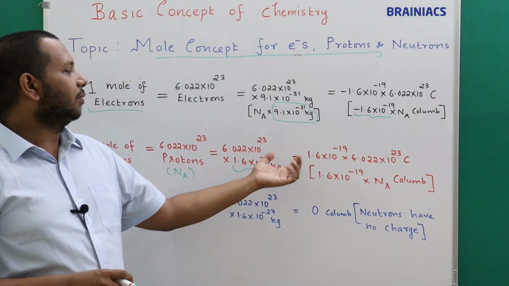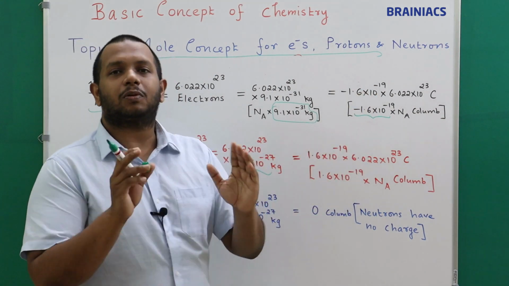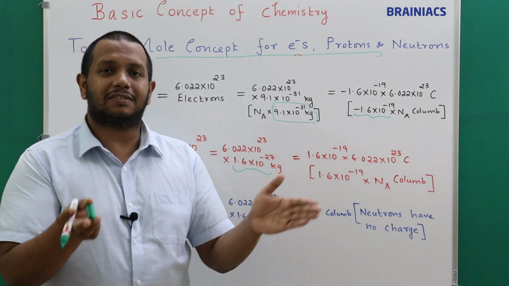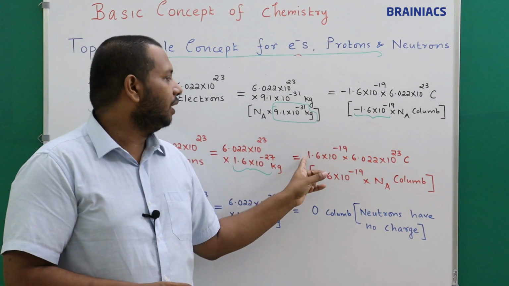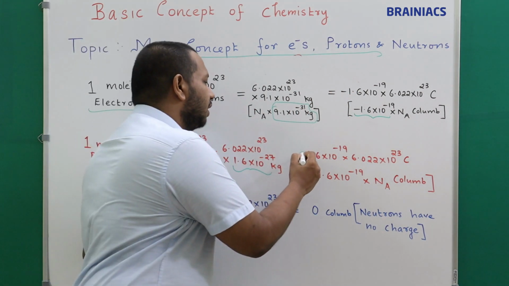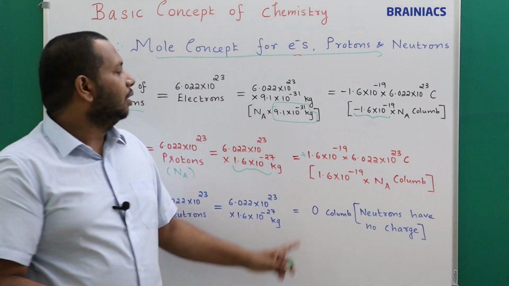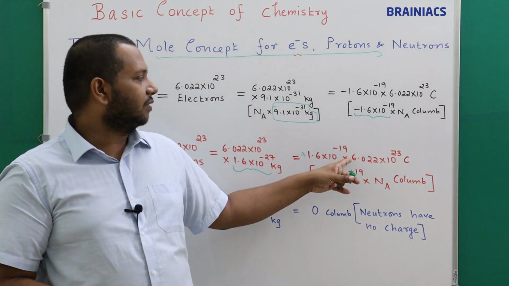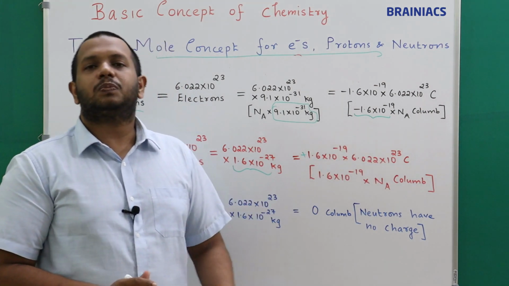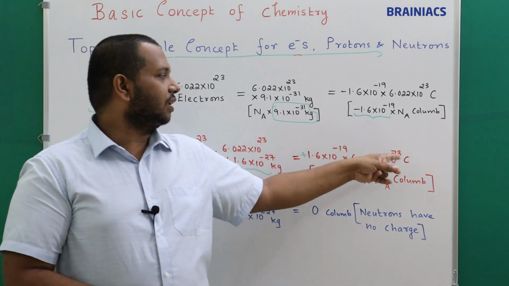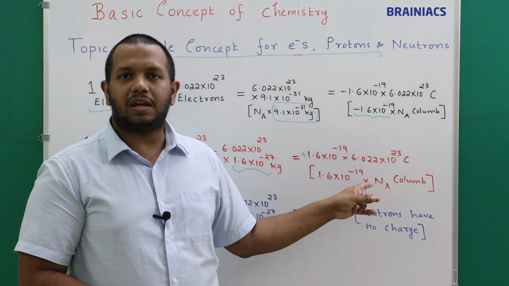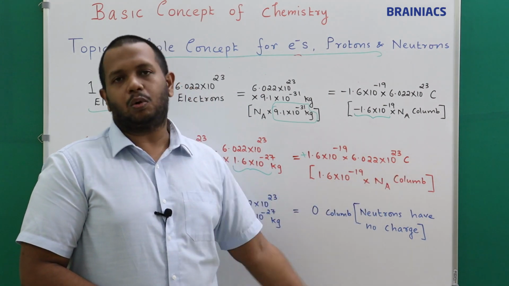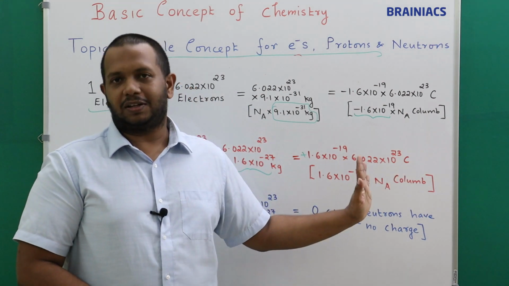Okay, now tell me what will be the charge. The only difference is that the proton has the same magnitude of charge as that of the electron. The only difference is the electron being negative and the proton being positive. Maybe for your understanding I can put a positive sign here. So 1.6 into 10 power minus 19 into 6.022 into 10 power 23 coulomb. Or the simplest way, I can write 1.6 into 10 power minus 19 into Na coulomb. I hope it is clear for you.